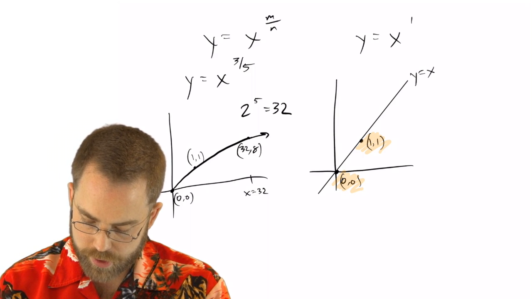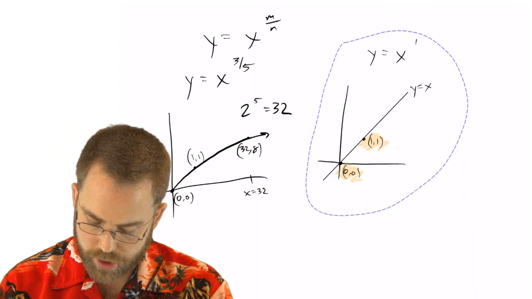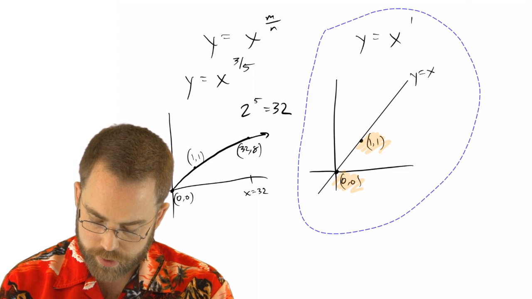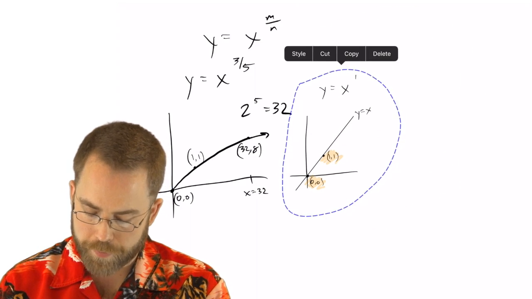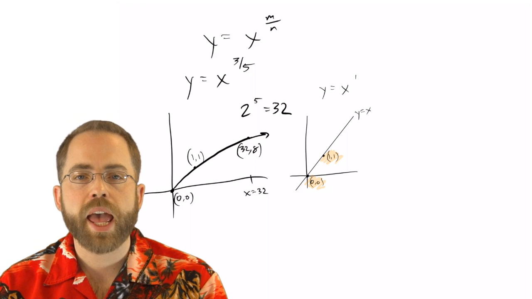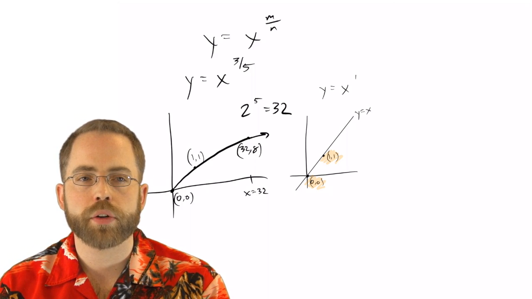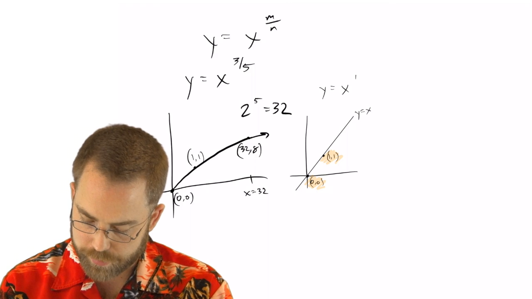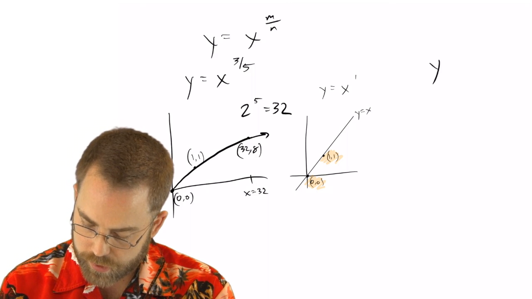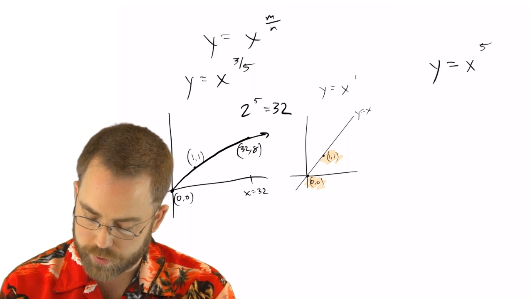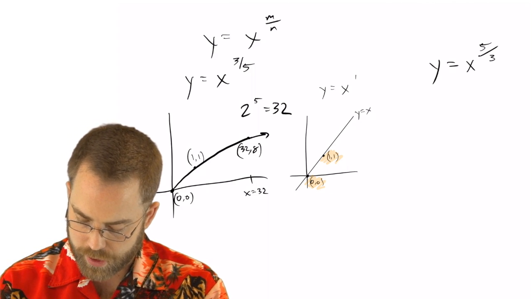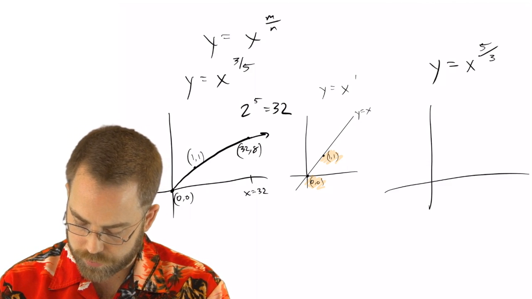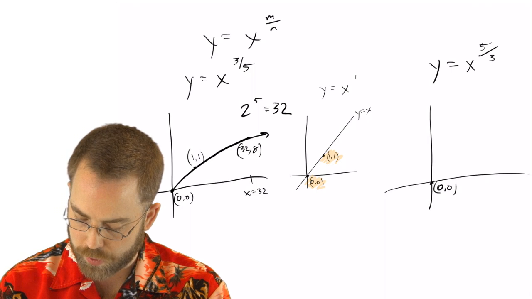Now, if we then try to do one that goes the other way, that has a bigger m than n, a bigger numerator of the exponent than the denominator of the exponent. So let's just do the opposite of that. Let's do x to the 5/3. That's going to have a lot in common. It's going to have 0, 0. It's going to have 1, 1.